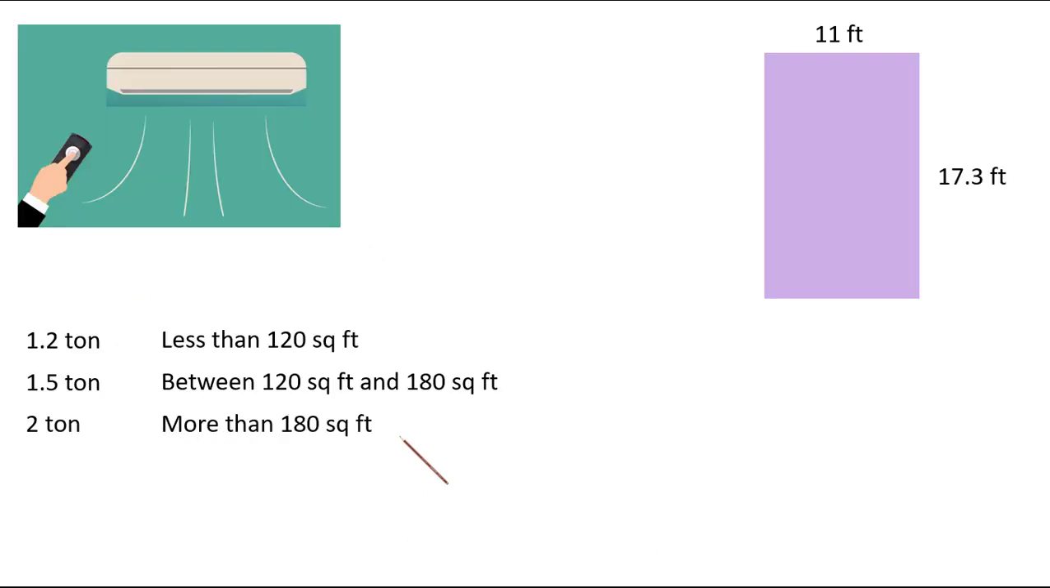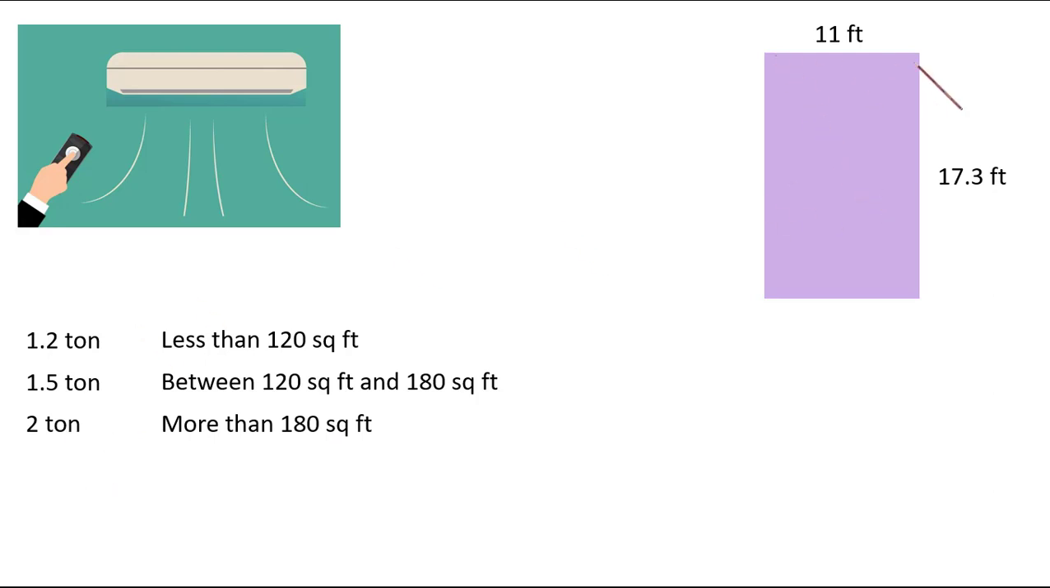Just wait a minute. Suppose you wanted to buy an air conditioner and you've been told that if your room's area is less than 120 square feet, you need to buy a 1.2 ton air conditioner. If your room's area is between 120 and 180 square feet, then 1.5 ton will do. But if the area of the room is more than 180 square feet, you require a 2 ton or maybe an even bigger air conditioner.